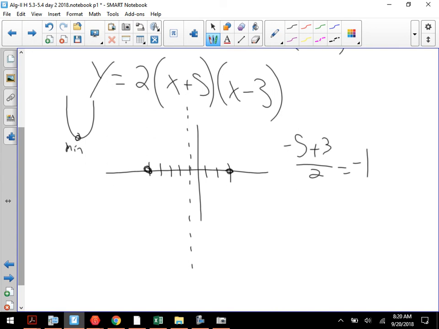So from there, you would take that value of -1 and do what with it? Just go right back in, because now you know your vertex has an x-coordinate of -1. So what's -1 plus 5? That's 4. And then -1 minus 3? -4. So that gives me a vertex at (-1, -32).